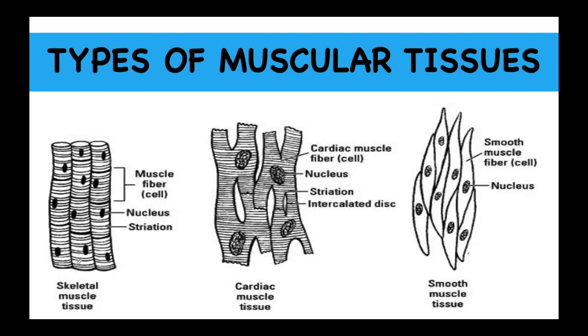Skeletal muscle tissue is also known as striated muscular tissue or striped or voluntary. Smooth muscle tissues are also known as unstriated or unstriped or involuntary.